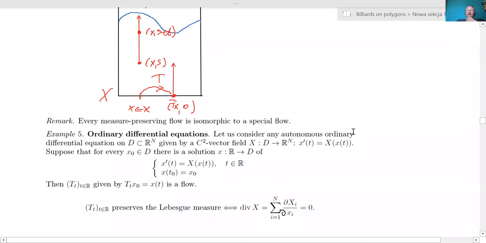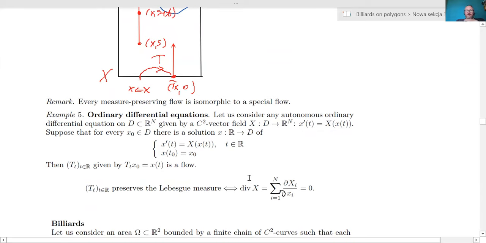So let's consider an autonomous ordinary differential equation on an area in R^d, which is given by a smooth vector field. And then we can consider the following ordinary differential equation. And let's suppose that for every starting point from this area, there is a full solution of the Cauchy problem. And then we can define the corresponding flow in the following way: T_t on x_0 is the time t solution of this problem. And it's a flow because of the fact that we consider only autonomous differential equations.